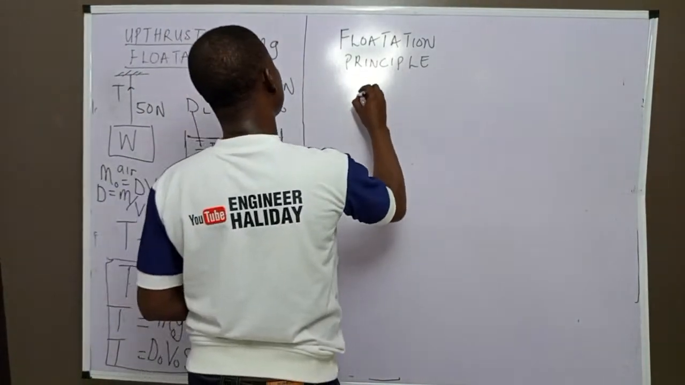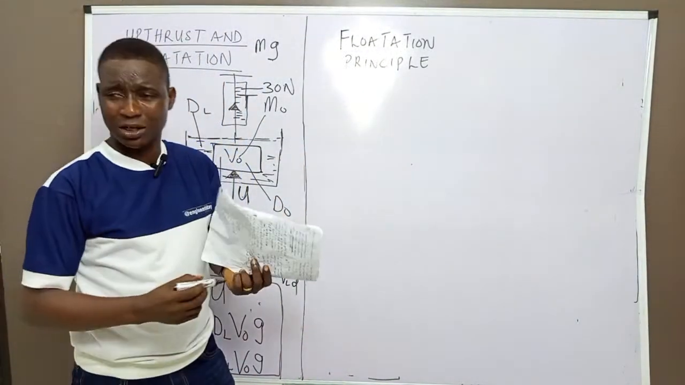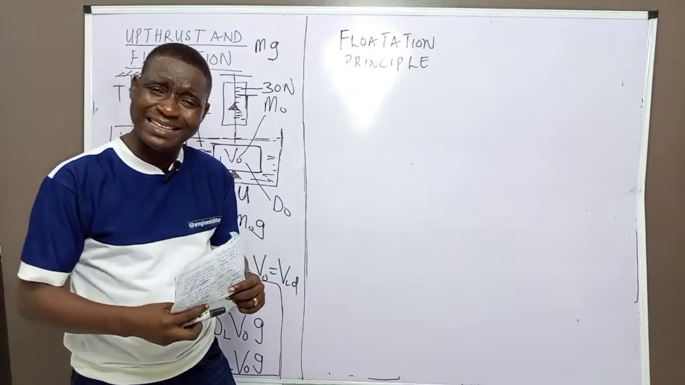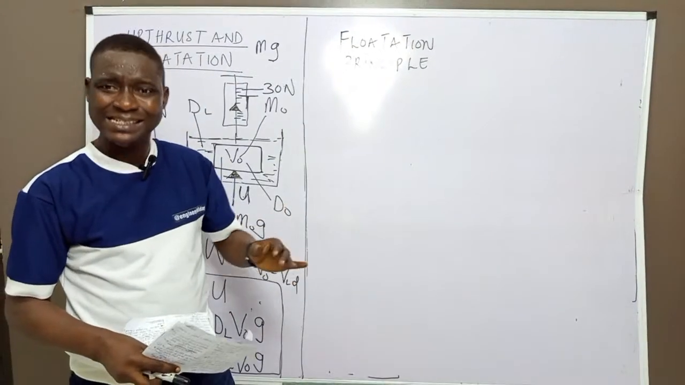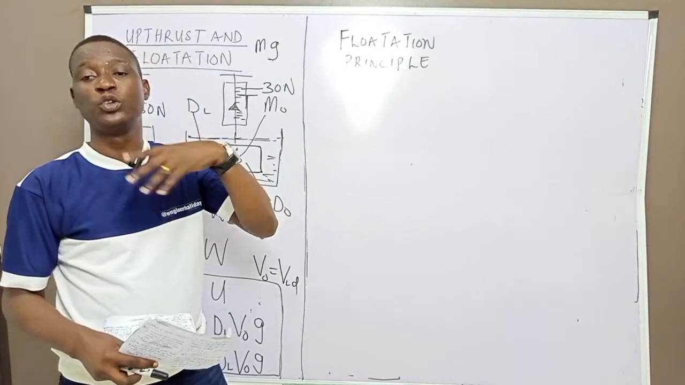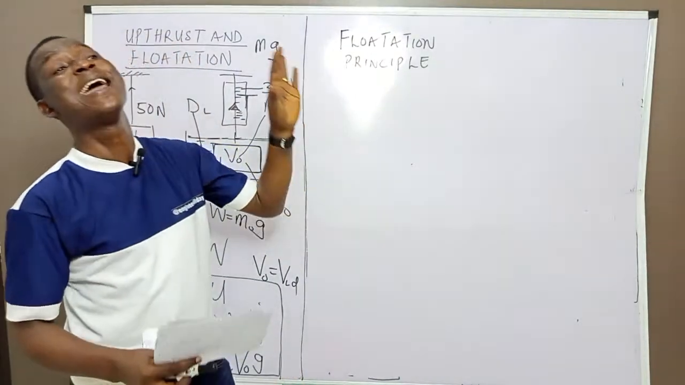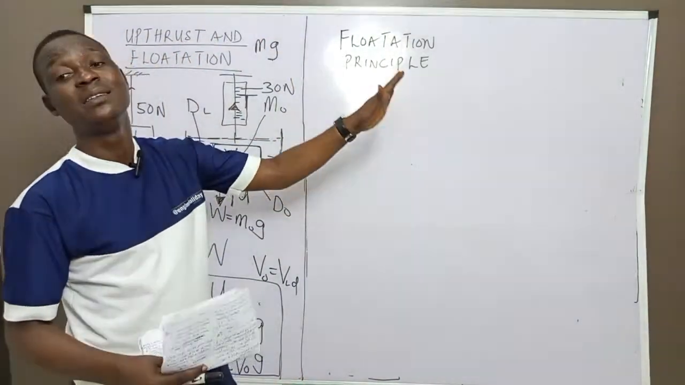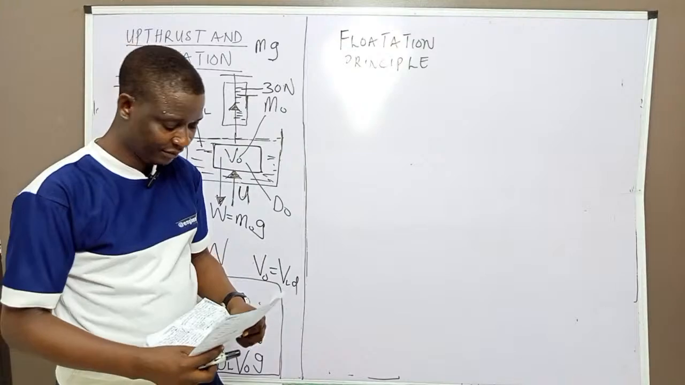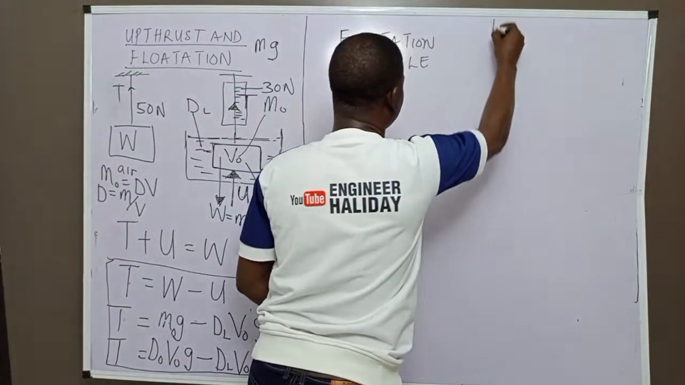That grammar is too much. Let me come back to your level so that you can understand. He's saying that when a body floats, the weight of the body is equal to the upthrust. That is to say, for a flotation to occur, there must be equilibrium.